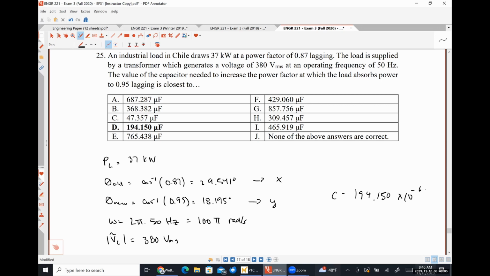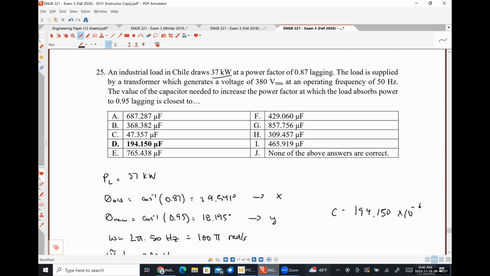So I don't know. Yeah, I'm pretty sure what I did was I didn't realize it was already P new. I think I did P old. And so I did 37 kilowatt over 27. It should have been 37. Yep. My P was like 42. It should have been 37. Yeah, because it's literally given to you.